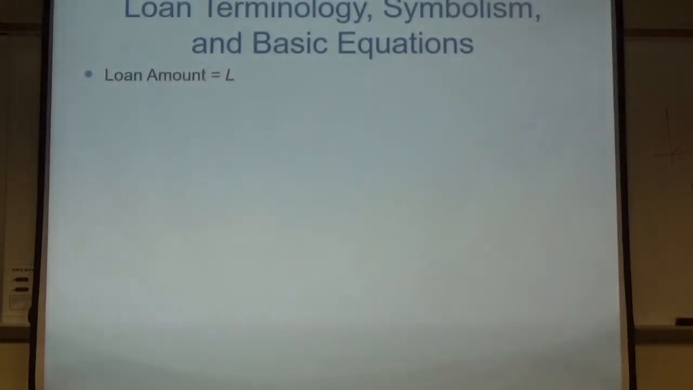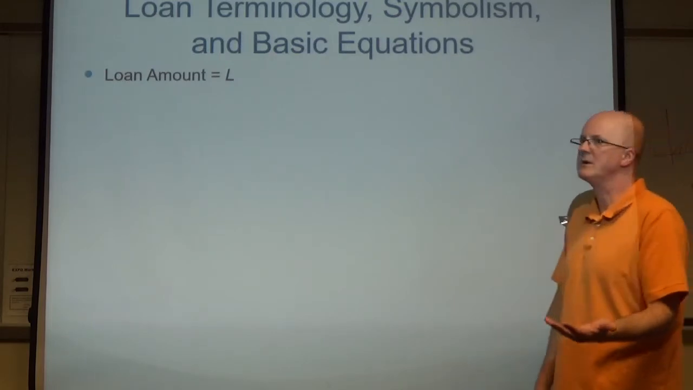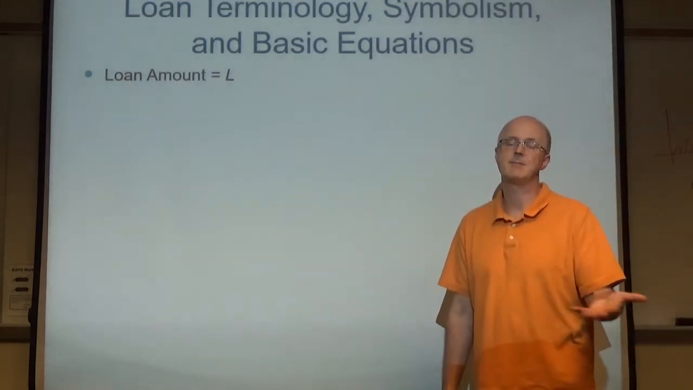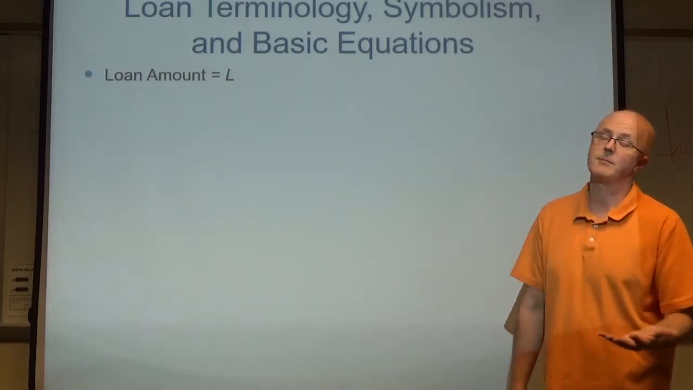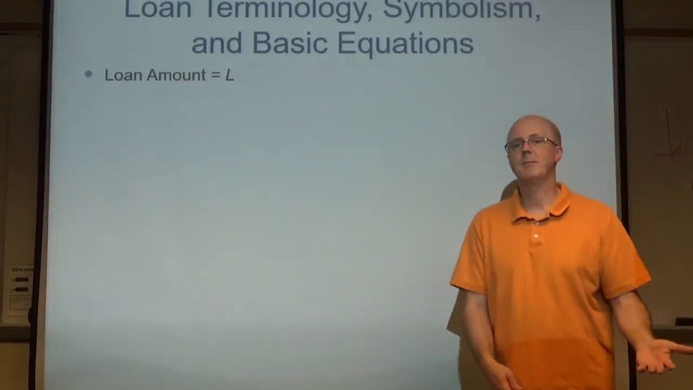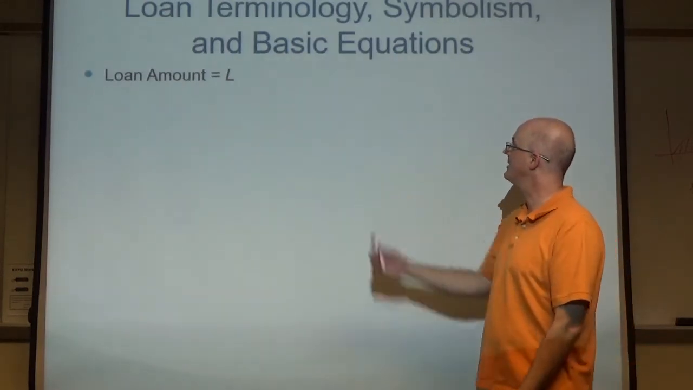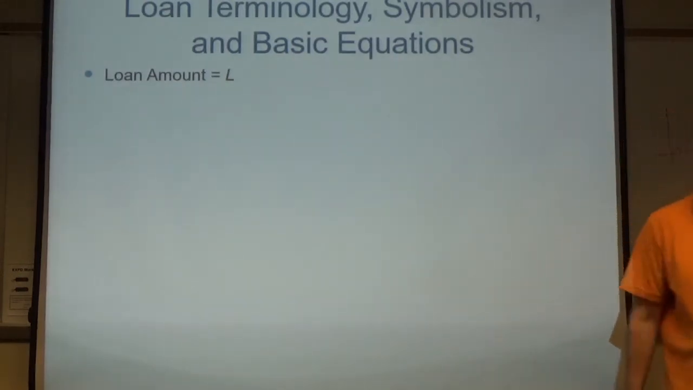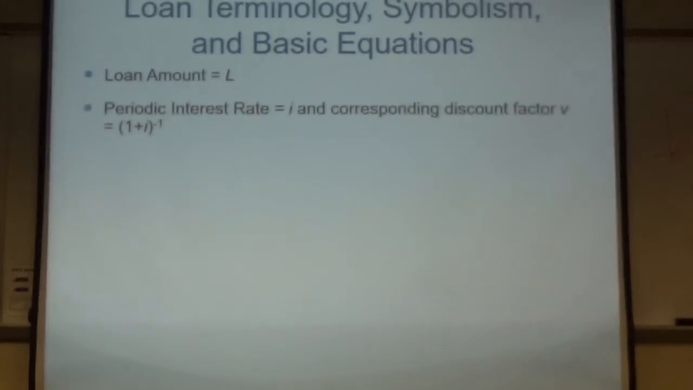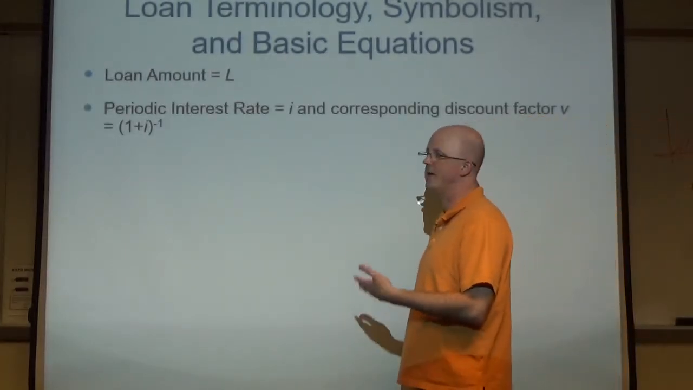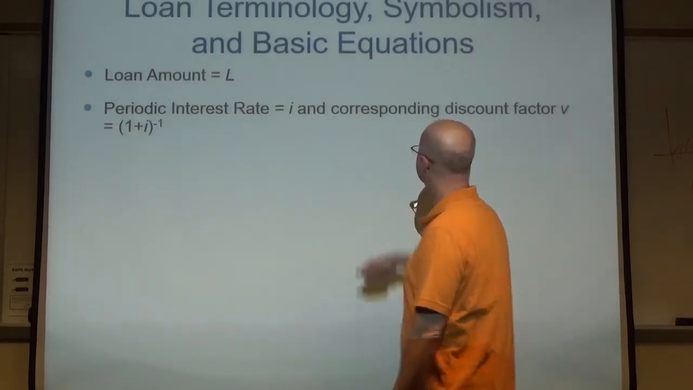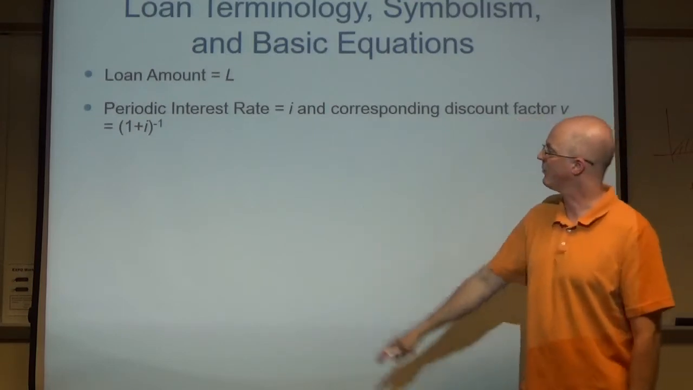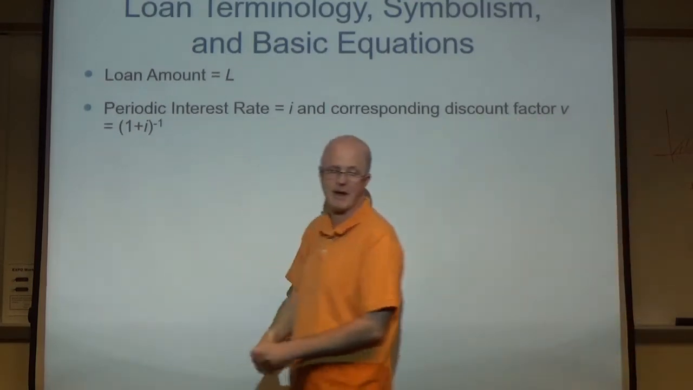So we've got a loan amount. What is a loan? A loan is where somebody's borrowing money, or some company's borrowing money from somebody else, or some other company, some bank, or even the government. You're borrowing money and you want to pay it back with interest. So L is the symbol we're going to use for the loan amount. It's a certain amount of money, and we've got a certain periodic interest rate that is part of the description of the loan, i, and a corresponding discount factor b to be the reciprocal of 1 plus i. That's (1 plus i) to the negative 1 power.